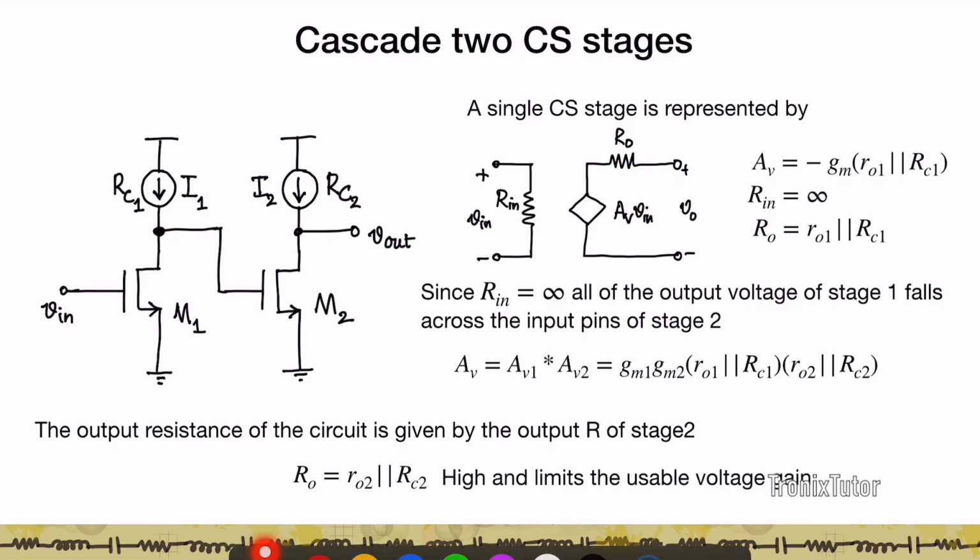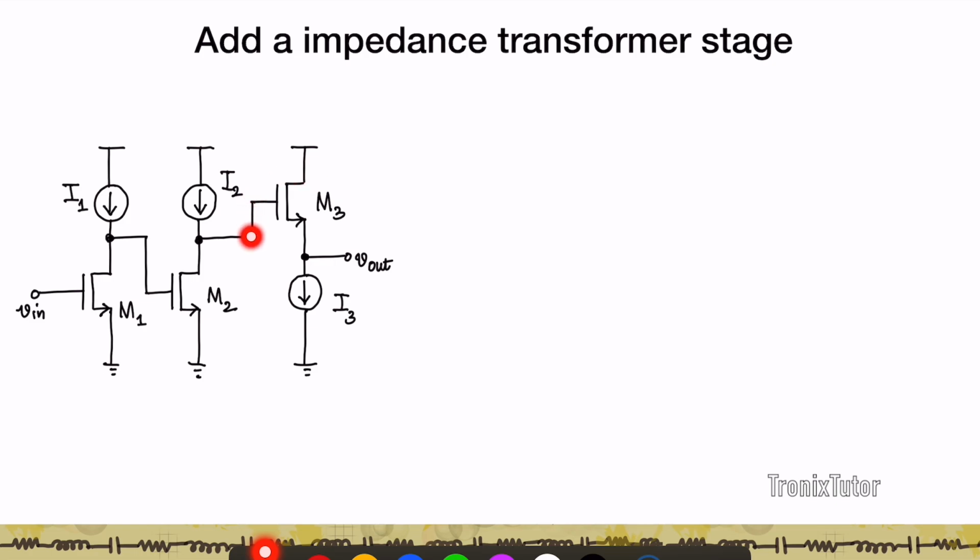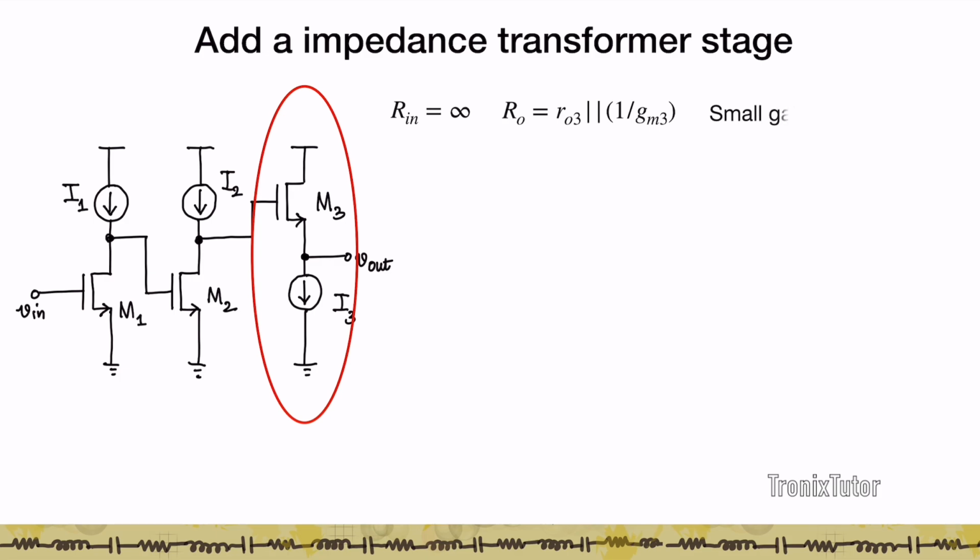So what I do is I want to find out, can I add another stage which can transform this output resistance to something smaller. Ideally, I want my Rout to be as small as possible. And we know that the source follower does precisely that. So what we do is we connect the source follower as a third stage to this cascade of CS stages. And this source follower essentially has an Rin of infinity, an Rout of RO3 parallel 1 by GM3, in most cases going to be 1 by GM3, and it has a small gain. So it's not a gain stage, it has a gain close to 1 or a little less than 1. But what it has is this amazing property that its output resistance is very small.